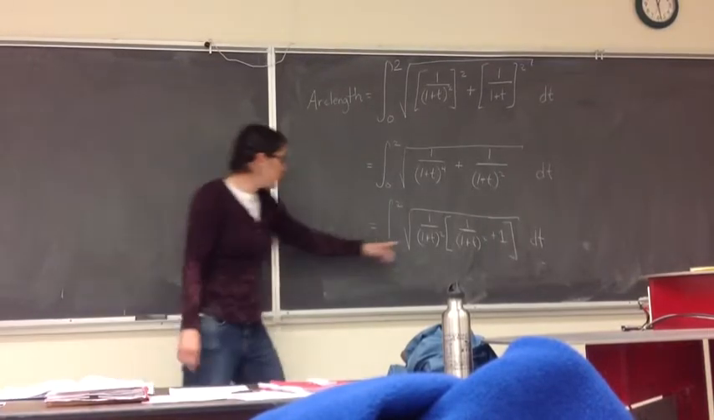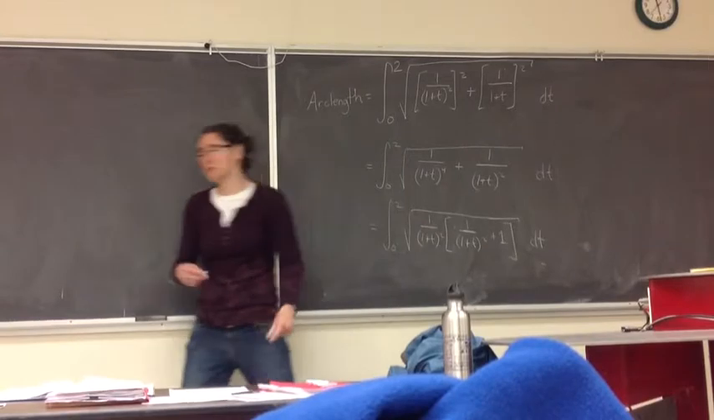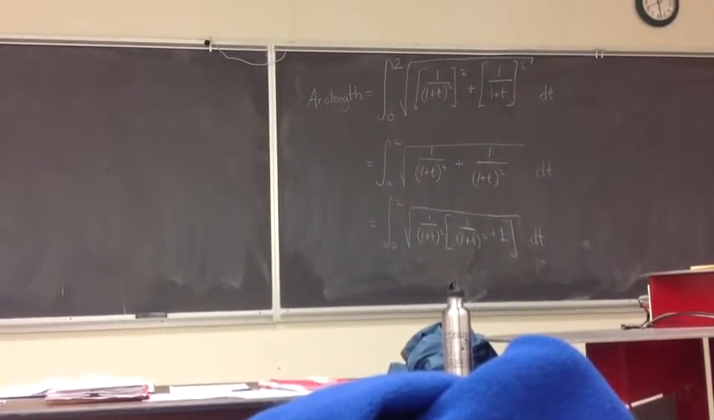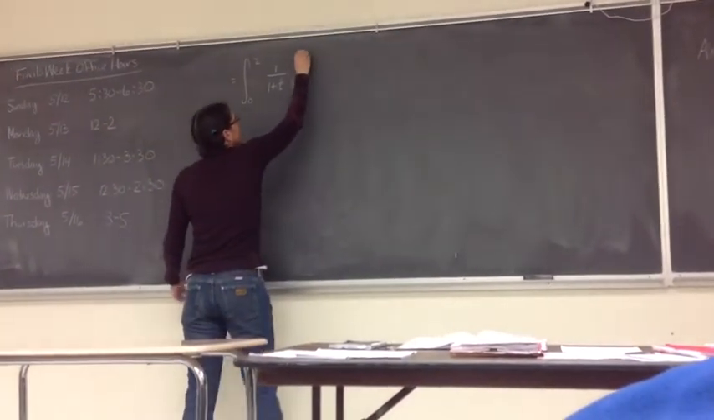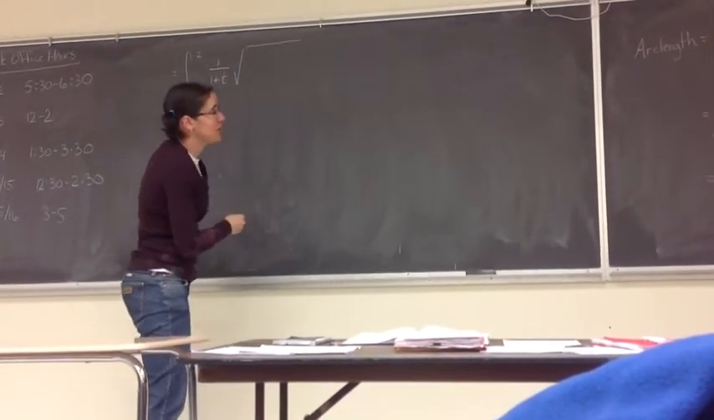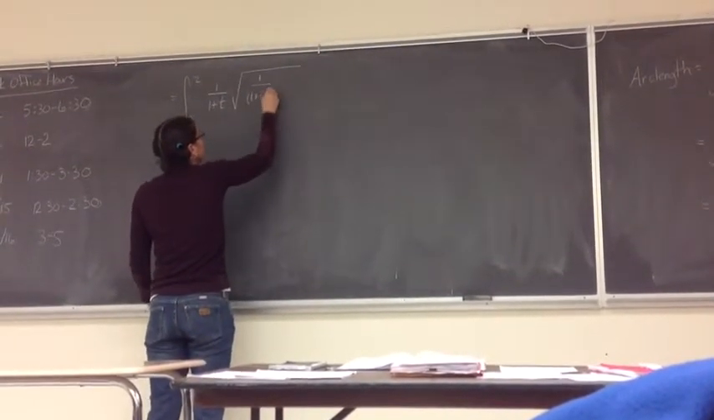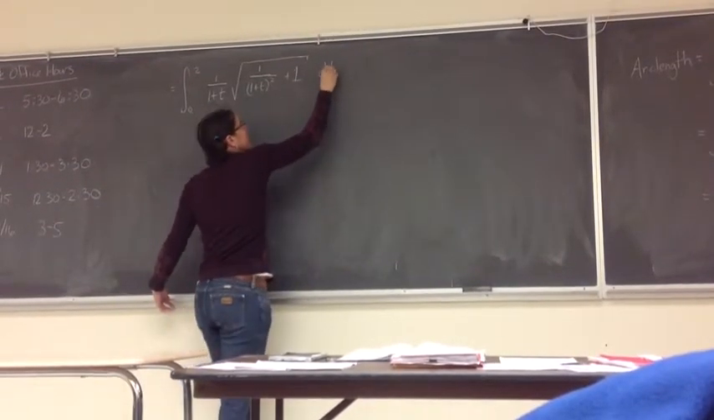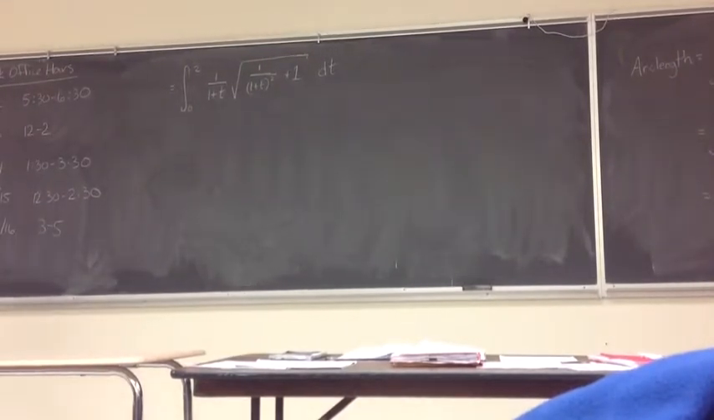And then this 1 over 1 plus t squared, we can pull that outside the square root and take the square root of that. And so we've got the integral from 0 to 2 of 1 over 1 plus t times the square root of 1 over 1 plus t squared plus 1 dt. Okay?